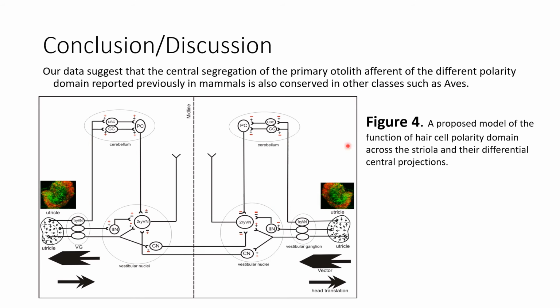Now, shown here in Figure 4 is a proposed model of the function of the hair cell polarity domains across the striola and their differential central projections. This proposed model focuses primarily on the utricular macula. Our proposition is that with a given natural stimulus such as head translation, when the activity arising from the nuclear macula is facilitated, the activity arising from the cerebellar macula will be disfacilitated.